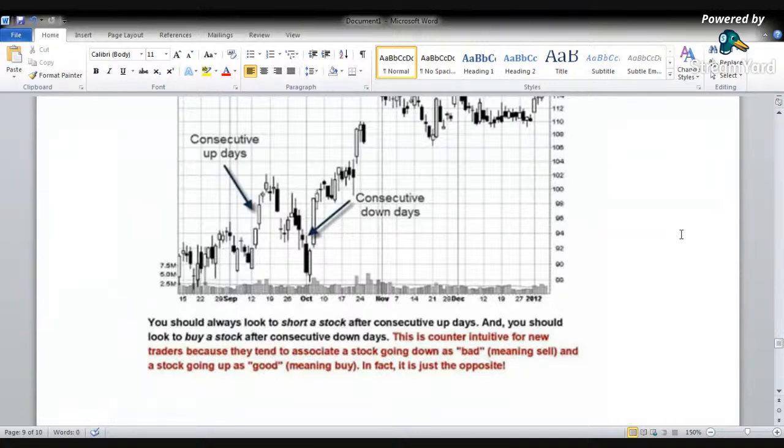This is counterintuitive for new traders because they tend to associate a stock going down as bad. So yung ibang traders kasi, pumasok sa isipan, pag ang price ay always going down, this is bad. But this is the thing that we want to see because there is an imminent reversal for that.